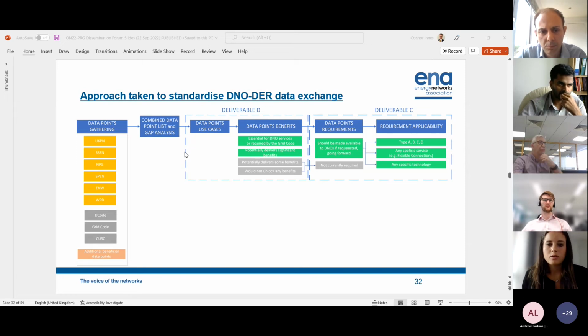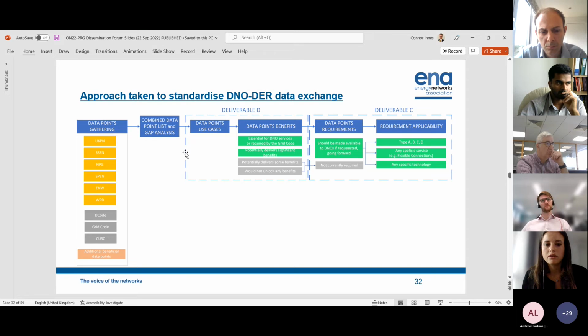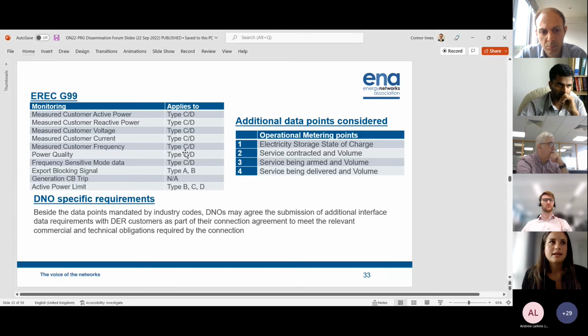So for each of these data points, we have looked at use cases. So basically, how DNO ESO are going to make use of this data point, which helped us assess the level of benefits that could be unlocked by making use of this data point. And this informed the recommendation on the set of data exchange points that DR customers should be able to exchange with the DNO if requested going forward. Moving to the next slide, thank you.